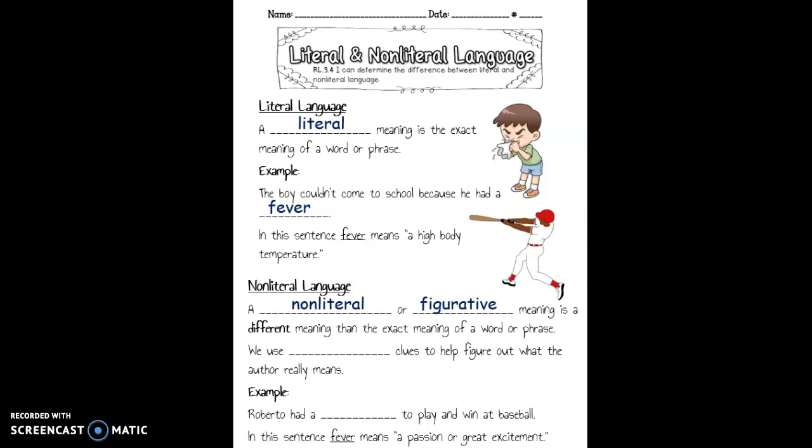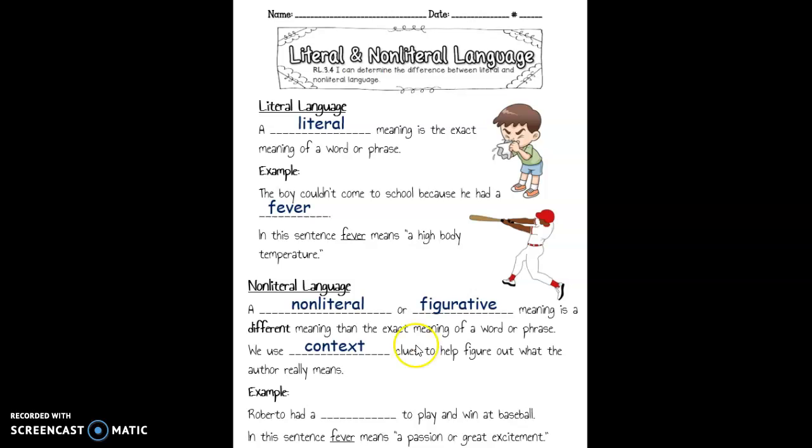So just like when we find a new word that we don't know, or we have a multiple meaning word, we are going to use our context clues to help us figure out what the author really means. Now sometimes a non-literal or figurative phrase will be an idiom that we know, like it's raining cats and dogs, or hold your horses. We know that raining cats and dogs means that it's raining hard outside. And we know that hold your horses means be patient and wait just a second.